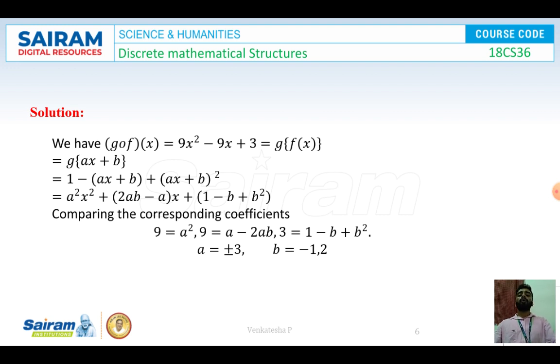Now I'm going to compare the coefficients in LHS as well as RHS. First I'll be comparing the x square coefficient. Comparing x square, I'll be getting a square is equal to 9. By comparing the x coefficient, I'll be getting 2ab minus a is equal to minus 9.